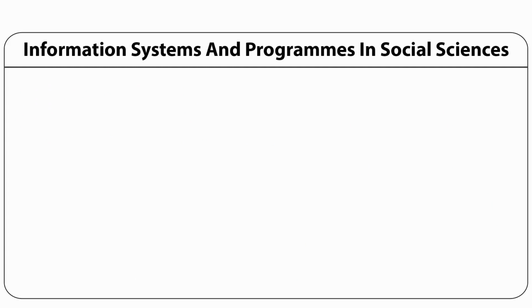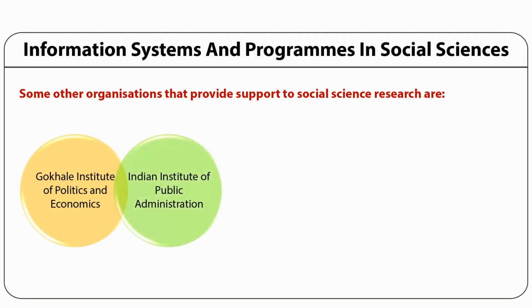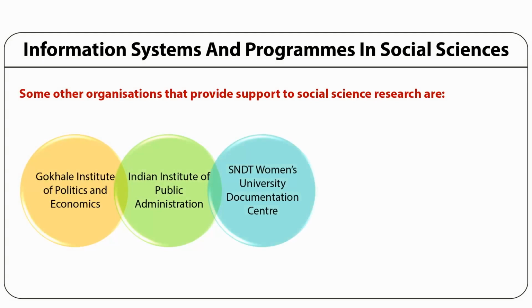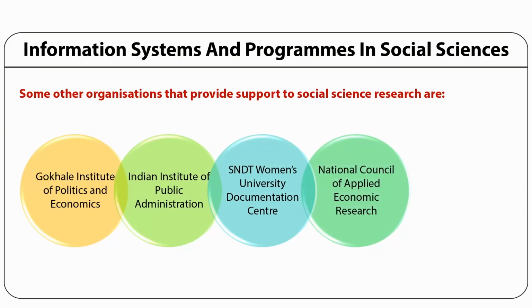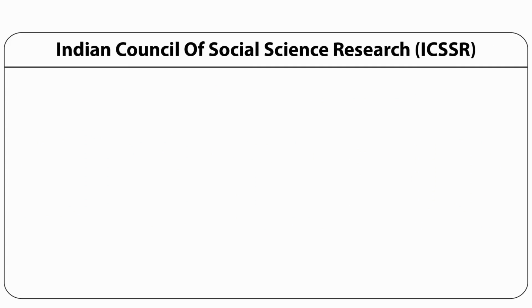Information systems and programs in social sciences. Some of the organizations, other than those already mentioned, in social sciences research are the Gokhale Institute of Politics and Economics, the Indian Institute of Public Administration, the SNDT Women's University Documentation Center, the National Council for Applied Economic Research, and the Tata Institute of Social Sciences. Indian Council of Social Science Research, ICSSR.